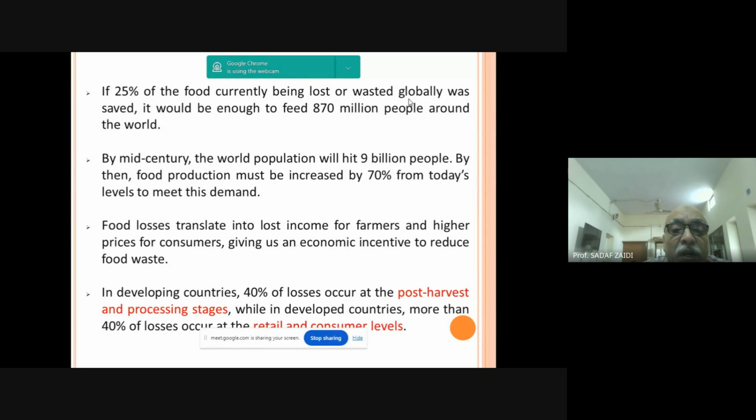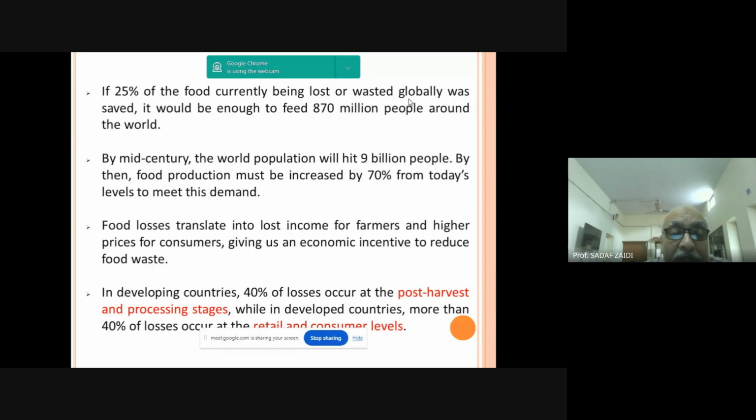And the other thing is that by the mid-century, you will have 9 billion people roaming this earth, and the food production, 9 अरब लोगों को खिलाने के लिए कितना चाहिए, कितना increase होना चाहिए? By 70% from today's level to meet this demand. अगर if we are to feed these 9 billion people, तो जो अब हम produce कर रहे हैं 5.31 billion tons, उसको हमें 70% increase करना होगा इस लेवल को मीट करने के लिए.